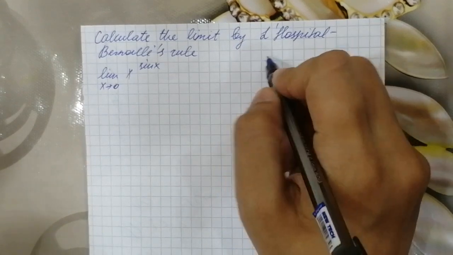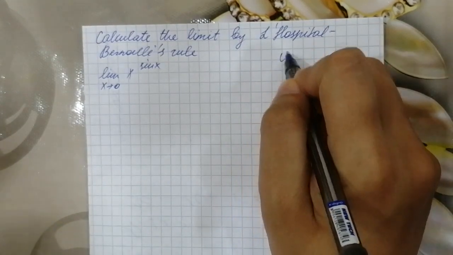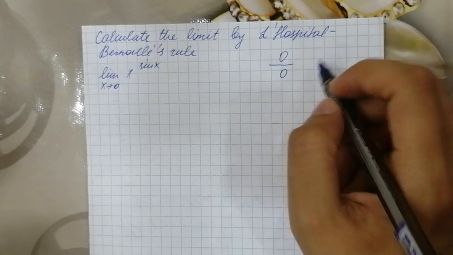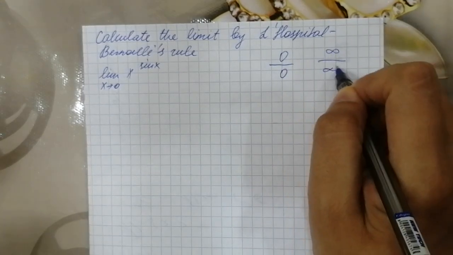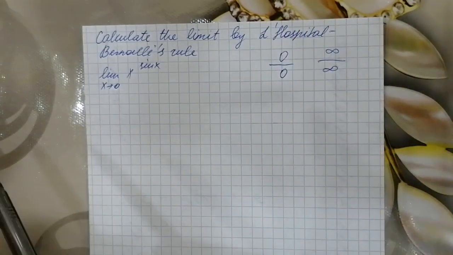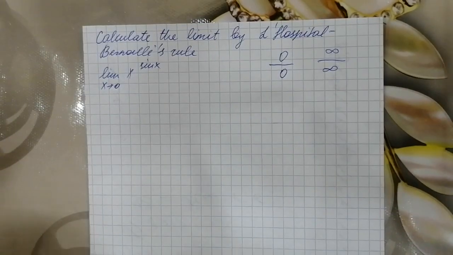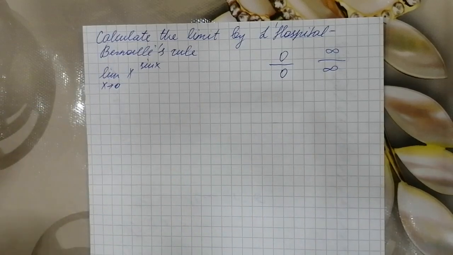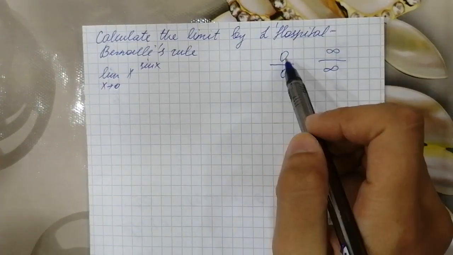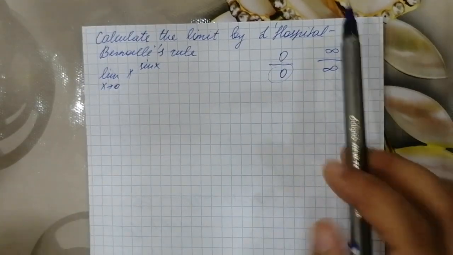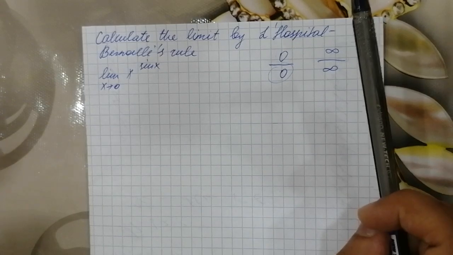When we get indeterminacy, uncertainty, like 0 over 0 or infinity over infinity, in these cases we use this rule. What is this rule? We just differentiate both the numerator and denominator of the function to get the result.